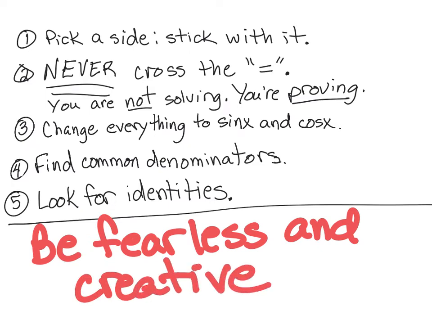Like I said, you don't have to know the answer before you start working the problem. That's not the point, okay? You just have to pick a side and stick with it, never crossing the equal sign, because you're proving that the two sides of the equal sign are actually equal. You're going to want to change everything to sine and cosine. Some people don't do that. It's always easier though, because that gives you fractions. And when you have fractions, you can find common denominators and look for identities.